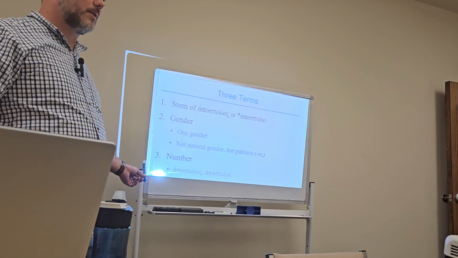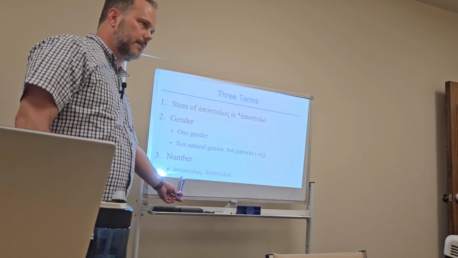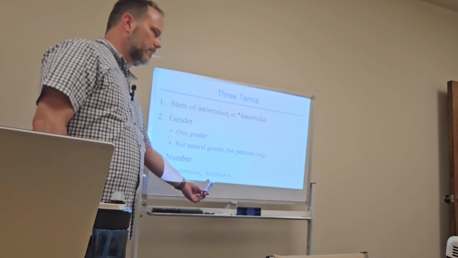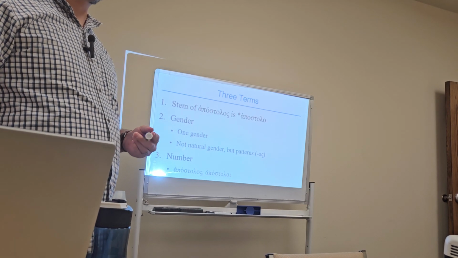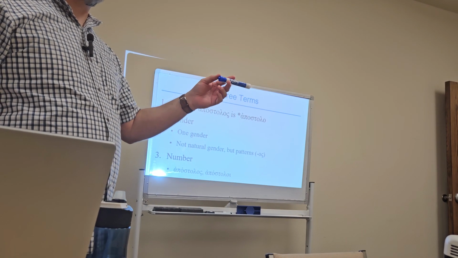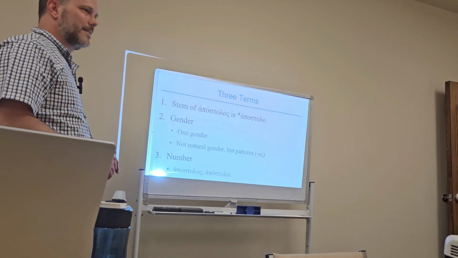So we also have number, singular and plural. So this is the singular nominative, apostolos. Plural, apostoloi. And if you ever hear people wanting to correct you, like, hey, do you see all the octopuses in the tank over there? They'll be like, actually, octopi. This is where they're getting it from.